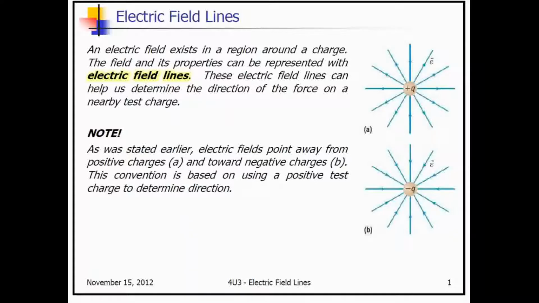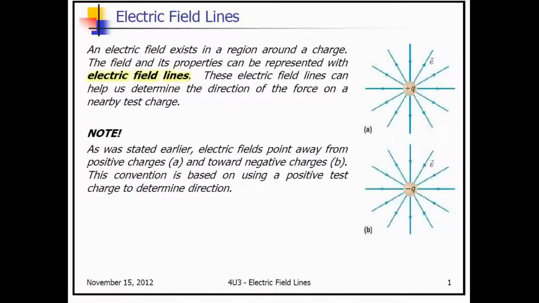We have the positive state, because we always look at a positive test charge. In the positive state, the field lines would be radiating out, and in a negative state, the field lines would be radiating in. And this is based on the idea that we always use a positive test charge.